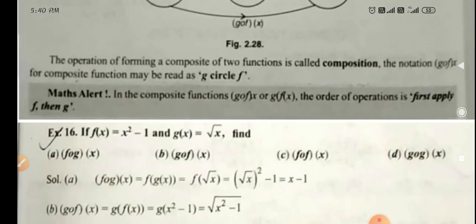After this, one example in front of you I am taking. You can see in this example it is given, if f(x) equals x squared minus 1 and g(x) equals root x, then find fog(x), gof(x), fof(x), gog(x). It is a very easy topic, so if you pay attention properly, then you will understand easily. So first example, first part you see, fog(x) means f(g(x)).